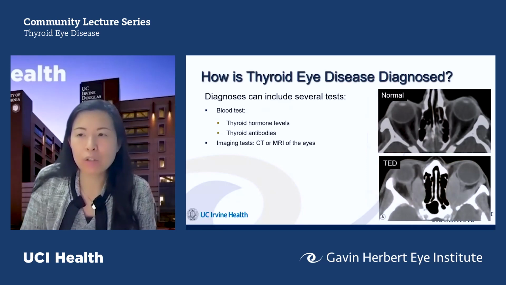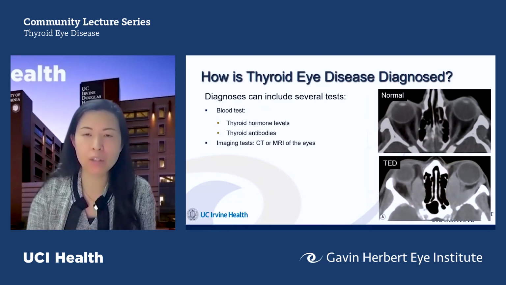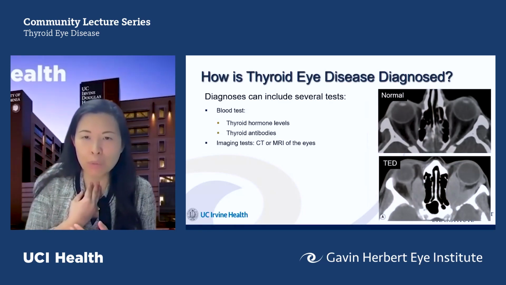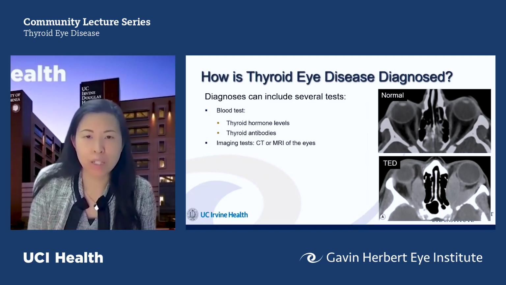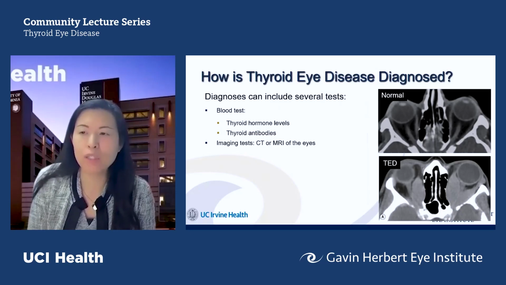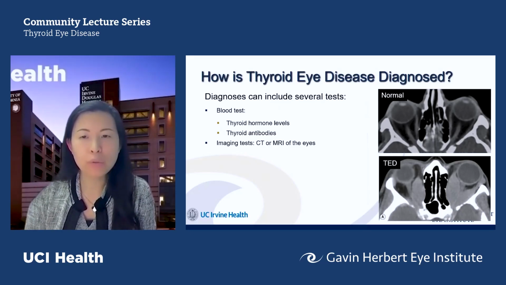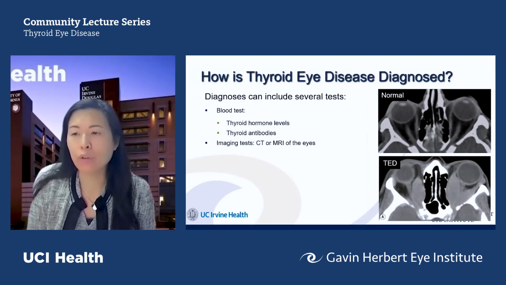We might also send you for some blood tests because we talked about earlier that the thyroid hormones and those thyroid antibodies are associated with this disease. We can check those in the blood. We might also order imaging of the eye sockets and the eye structures with either a CAT scan or MRI.